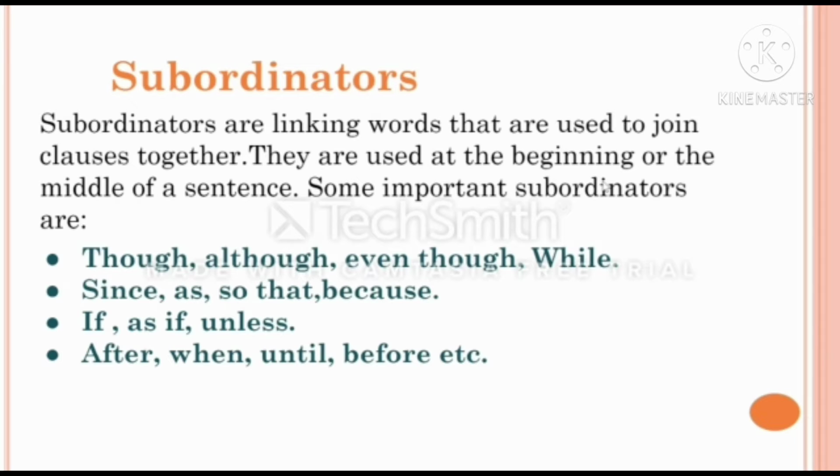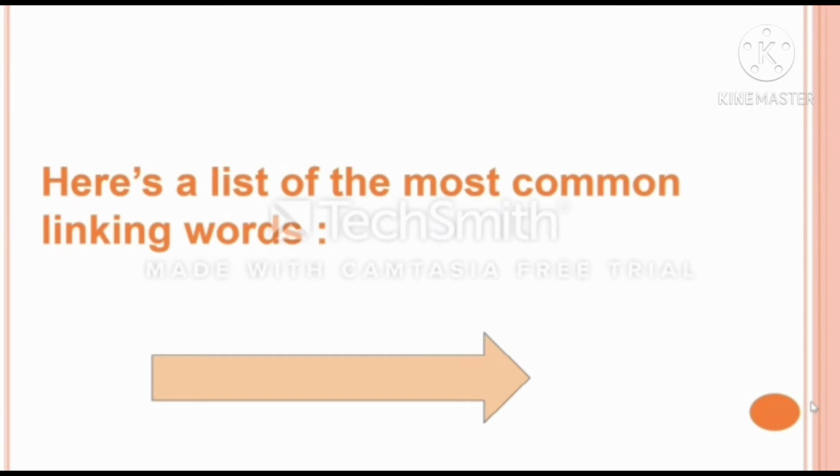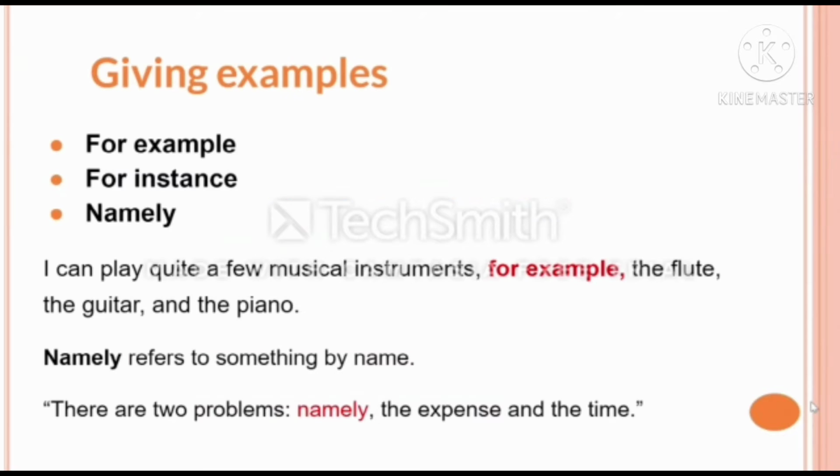Subordinators are linking words that are used to join clauses together. They are used at the beginning or the middle of a sentence. Some important subordinators are though, although, even though, while, since, as, so that, because, if, after, when, until, before, etc. Here's a list of the most common linking words.